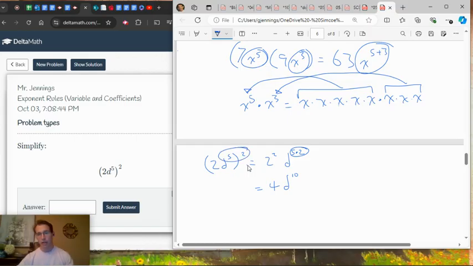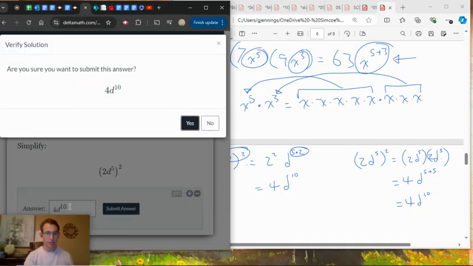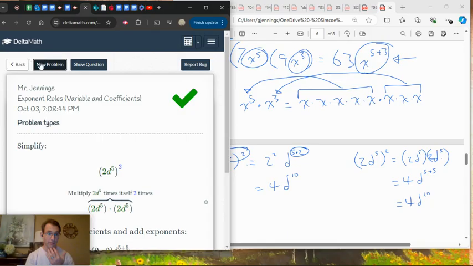Well, if I write this out, 2d to the 5 squared, if I expand it, that's 2d to the 5 multiplied by 2d to the 5. And then I multiply 2 times 2, that's 4. I multiply d to the 5 times d to the 5, that's d to the 5 plus 5, for that reason up there. Okay, that's d to the 10. Okay, so you want to have these skills being very fast because it's cool to have these skills fast.